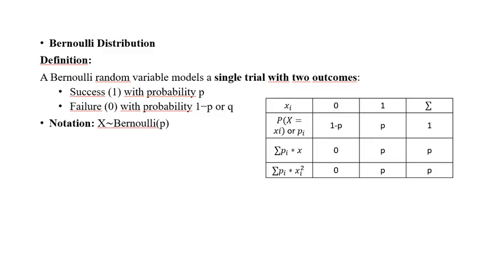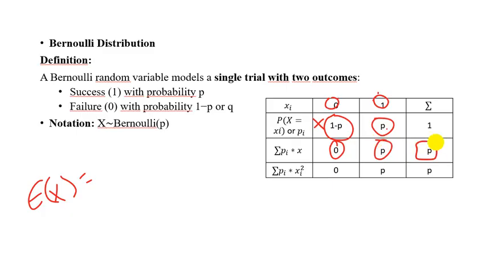Now if I want to find the expected value, we do the same thing as the general rule says. This times this, I get 0 times 1 minus P, plus this times this, 1 times P. So 0 times 1 minus P is 0, and 1 times P is P, and the total is P. That's the expected value. What about the variance?